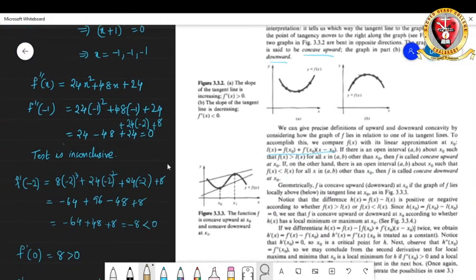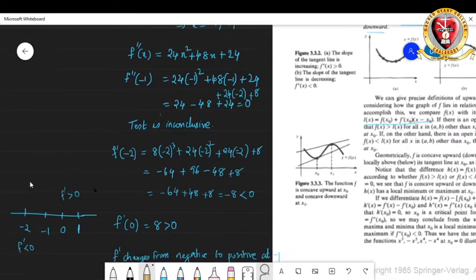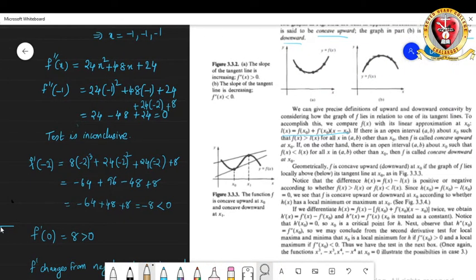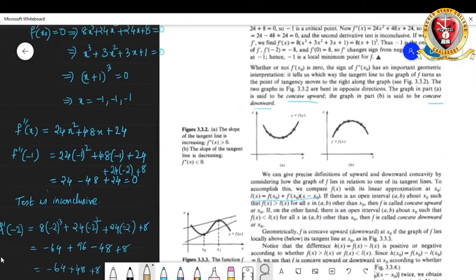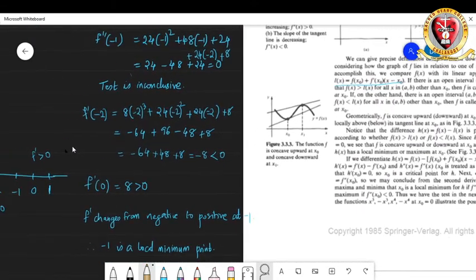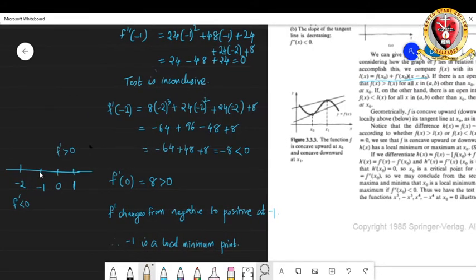What we do is, you know that minus 1 is in between minus 2 and 0. So what you're going to do is, you are going to find f dash of minus 2 first. Here you have to actually find about minus 1. You're going to find the value of f dash at a point to the left of minus 1, which we are going to take as minus 2.